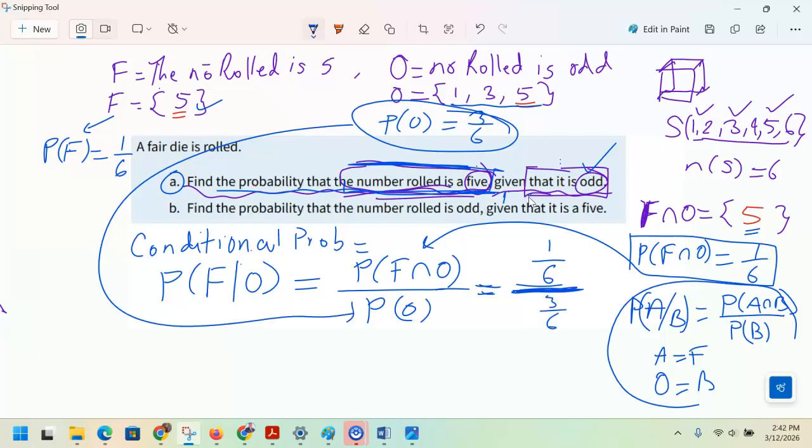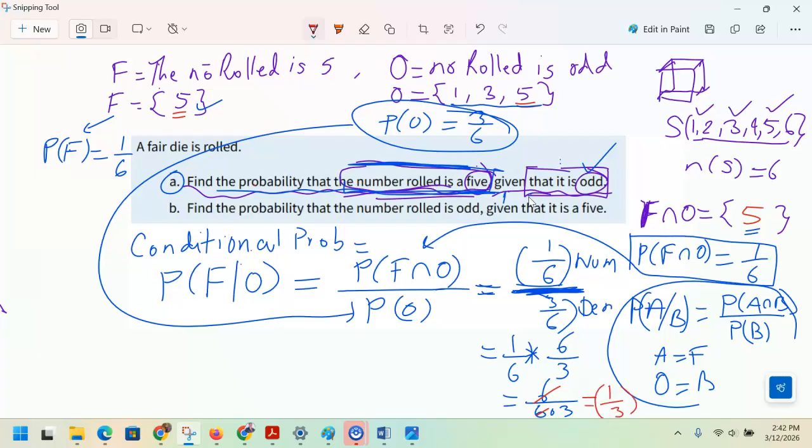Now we can use keep, change, flip. What that means is the numerator stays the same. Then you change the division to multiplication. And this one you flip. So this is the numerator, this is the denominator, so you flip the denominator as 6/3. And you can see this is 6 divided by 6 times 3. And we can easily cross out the 6 and you get 1/3 and you're done.